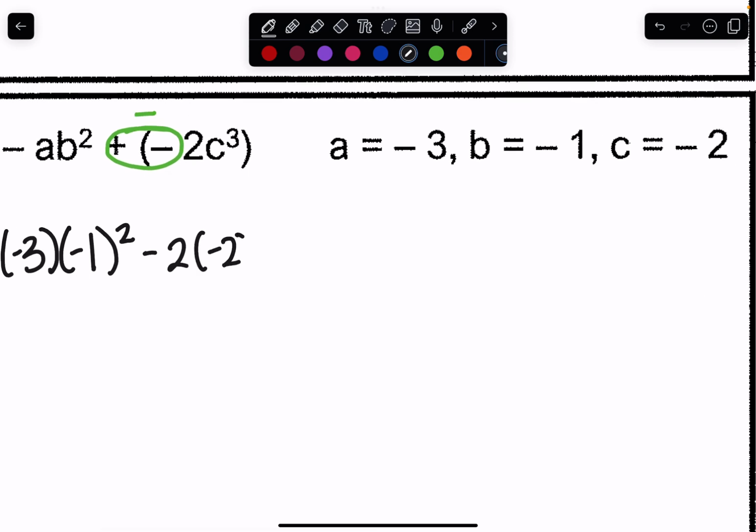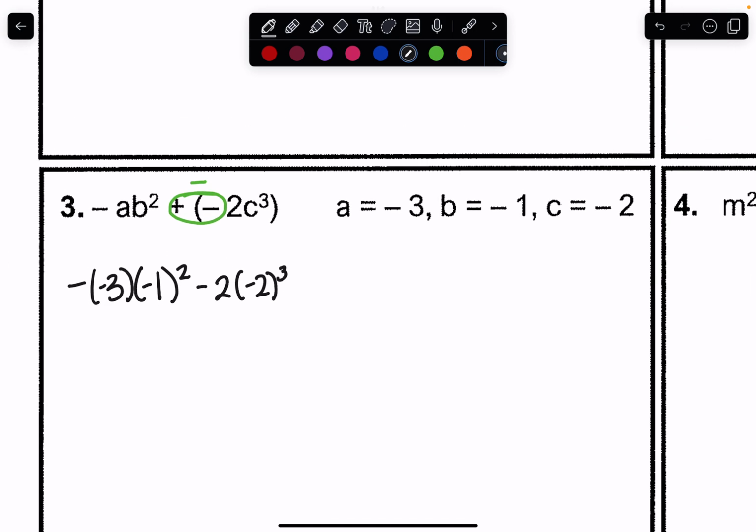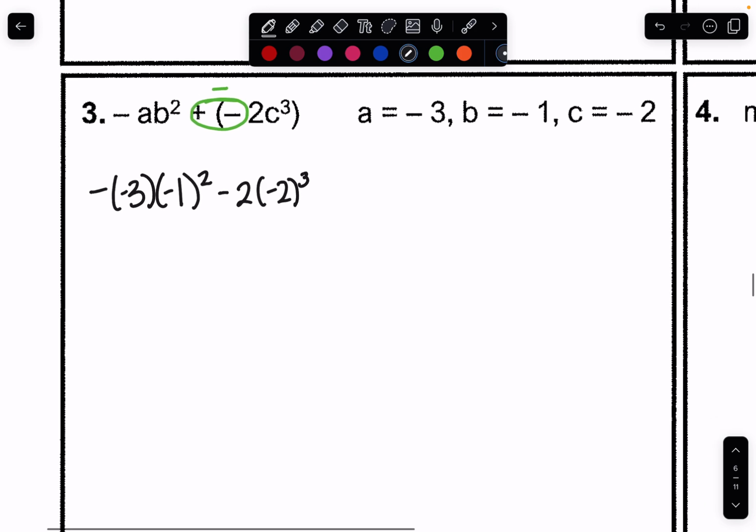C is -2, and then that C is being cubed, okay? So again, all I did there was just plug in A, B, and C. And then I changed that plus minus into a minus sign just to make it look a little bit nicer. We're really subtracting that group at the end. All right, now let's take it step by step.